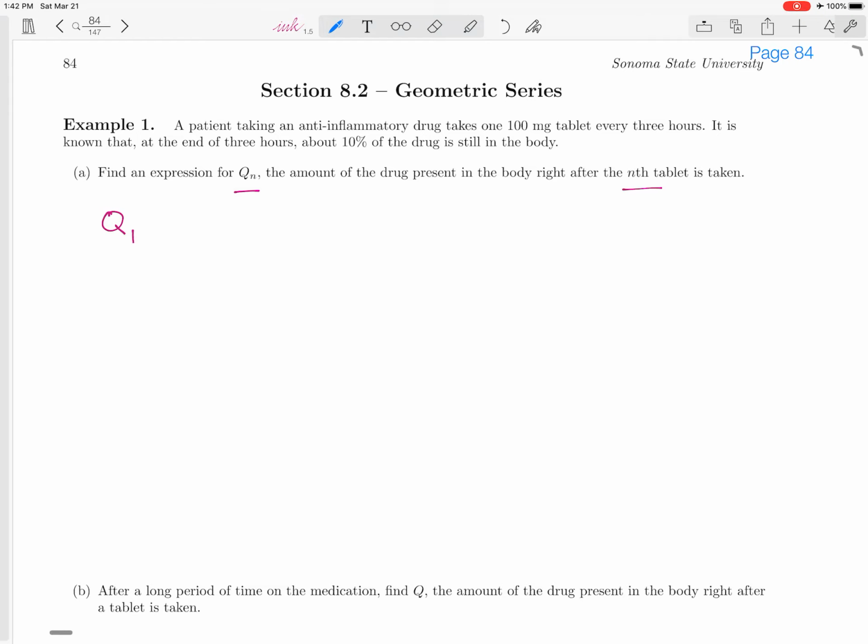So we are starting with Q1. We are taking our first tablet, and right after we take the first tablet, 100 milligrams of that tablet of the medication is in our body. So this is the amount after the first tablet.